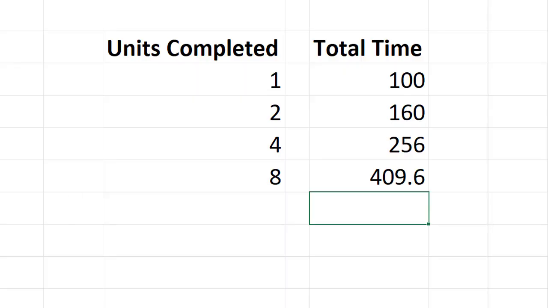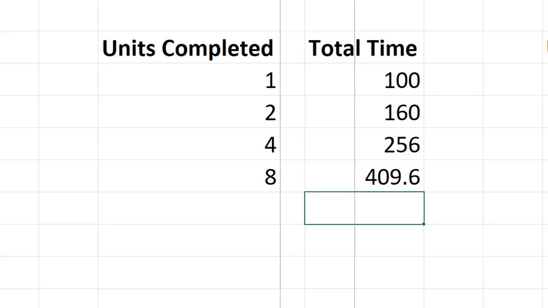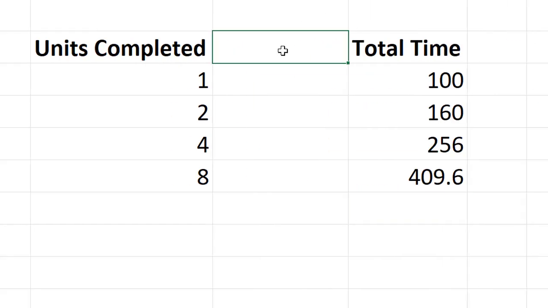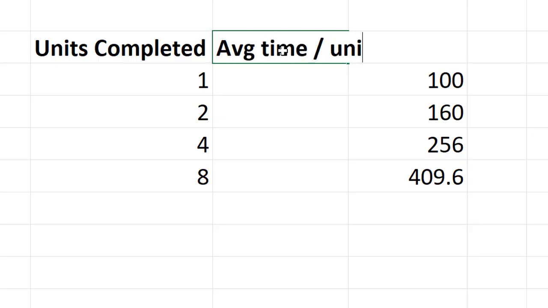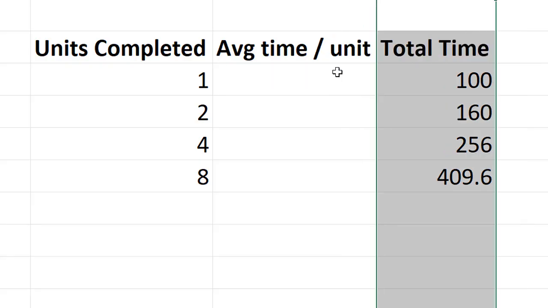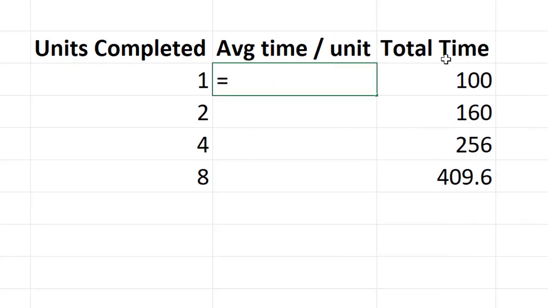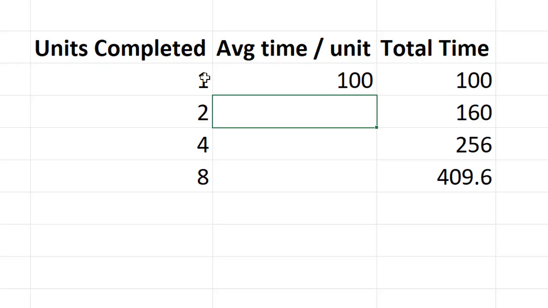Now that we have our data, let's work backwards and get the average time per unit. If we divide the total time by the number of units, that gives us the average time per unit when we make that quantity. So the average time when we make one unit is 100. Now, if I copy that formula down, average time per unit when we make two is 80.